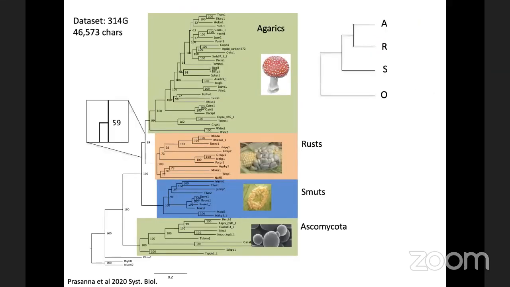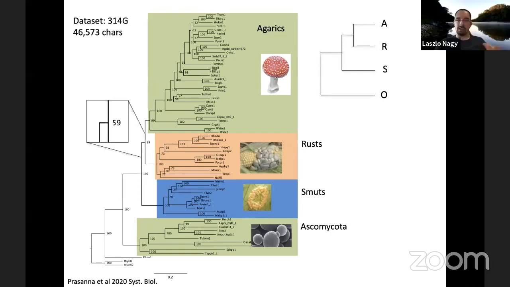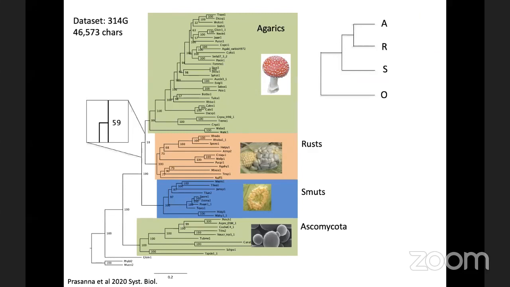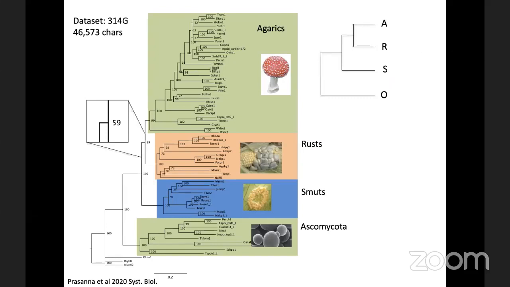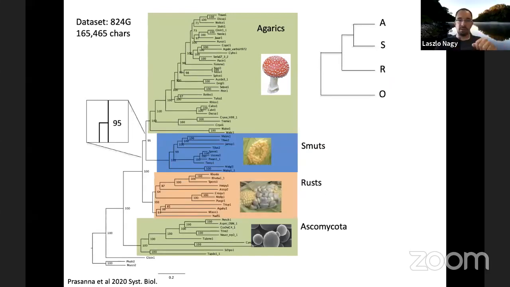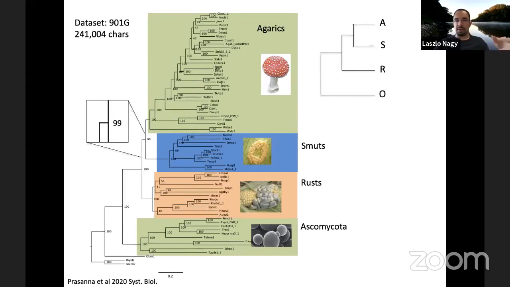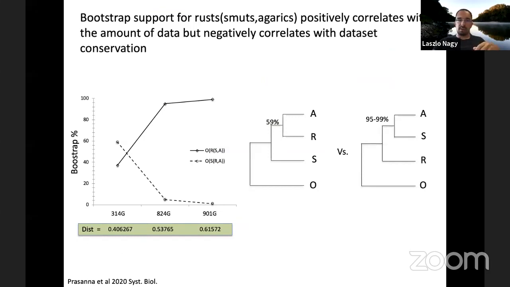These are the trees that show the entire phylogeny. You can see that the agarics are the best sampled subphylum. And then on this 314 gene data set, the rusts are grouping with agaricomycetes, and then smuts are branching third from this tree. The other two data sets I'm showing here are what we call the semi-relaxed data set, which has 800 genes, and the relaxed data set, which has around 900 genes. These two data sets supported smuts as the sister group to agarics with strong support. Now, what we were interested in is what could be causing this contradiction.